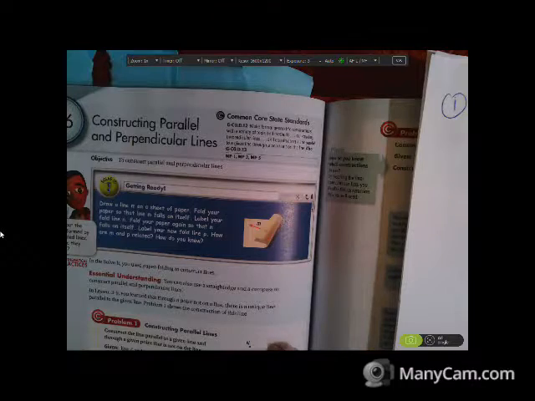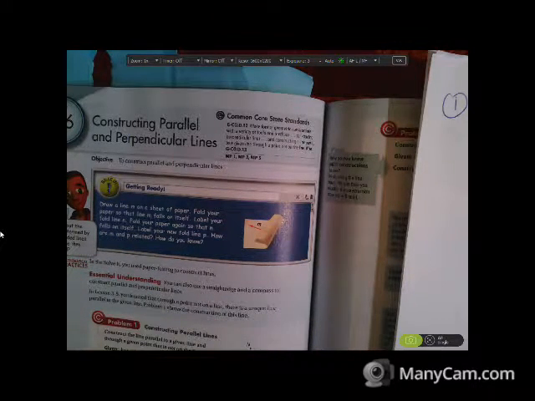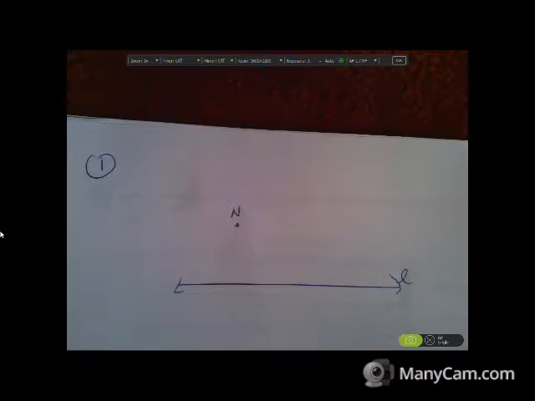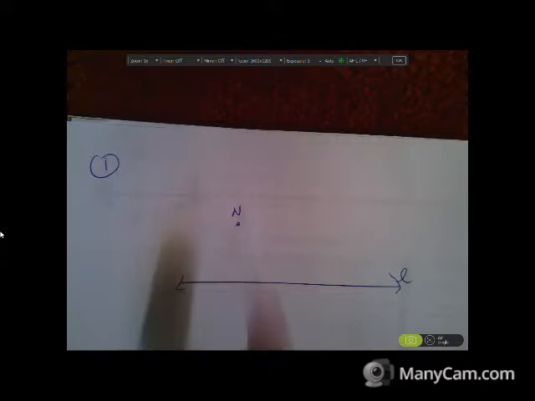How do you know? So this is a way of showing you how to do construction without your compass. But we're going to construct parallel and perpendicular lines with our compass. Alright, so problem 1. This is asking you to construct a parallel line given a random point and a line. Alright, first things first.